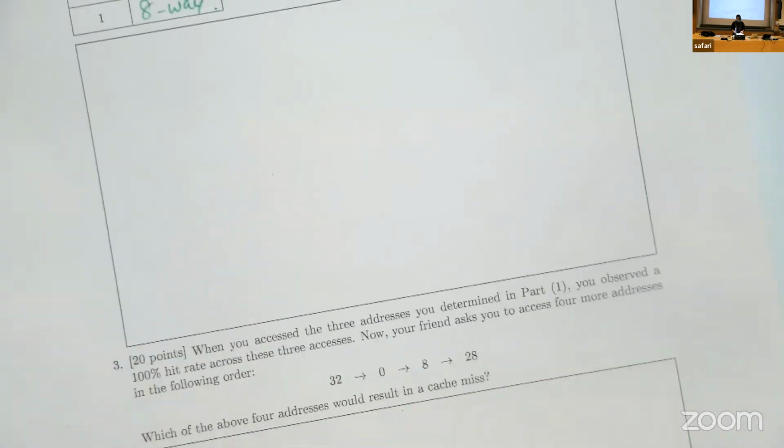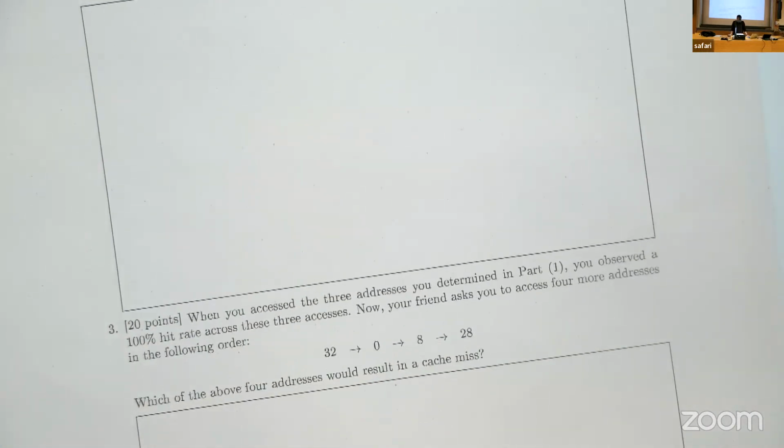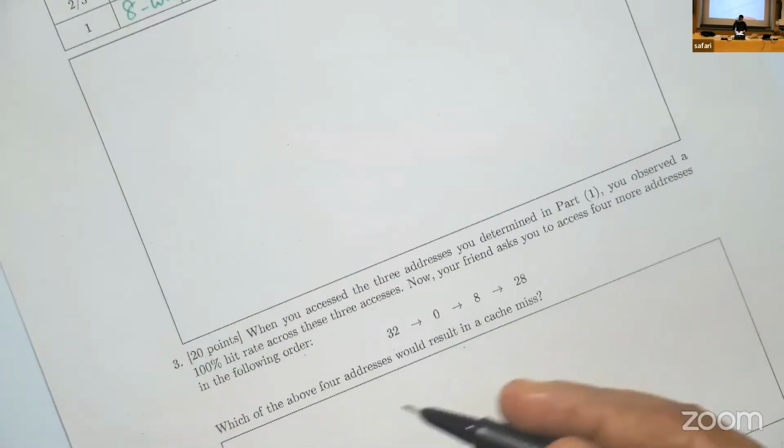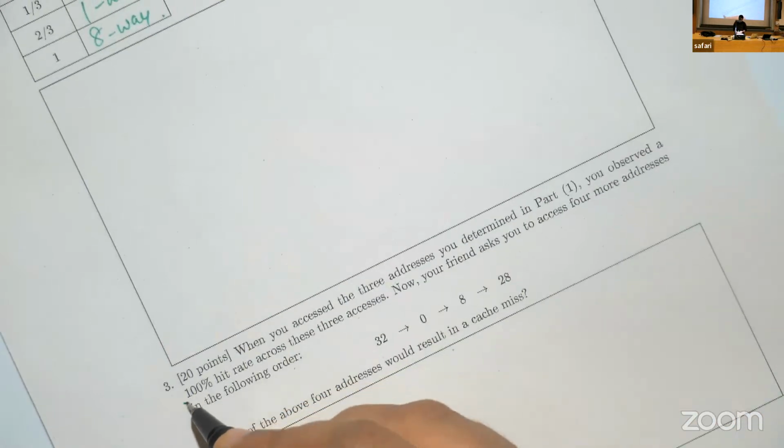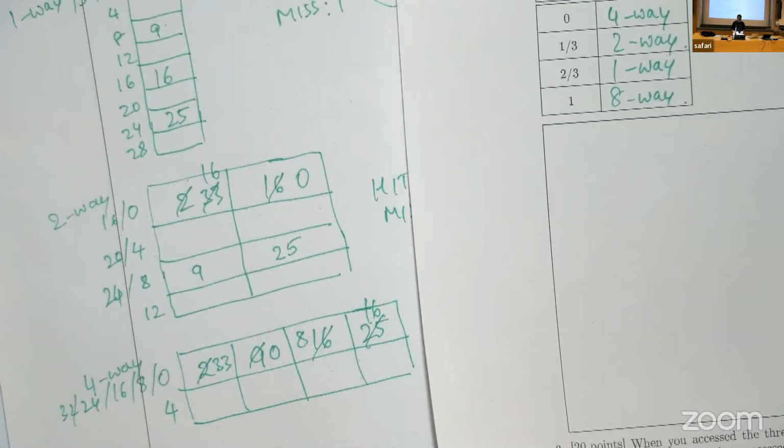Now, the third question is, when you access the 3 addresses you determined in part 1, you observed 100% hit rate across these 3 accesses. Now your friend asks you to access 4 more addresses in the following order, and you get these 4 other addresses. Which of the above 4 addresses would result in a cache miss? So the key part of this question is that we are given this 100% hit rate information, and we only get 100% hit rate in the 8-way solution.